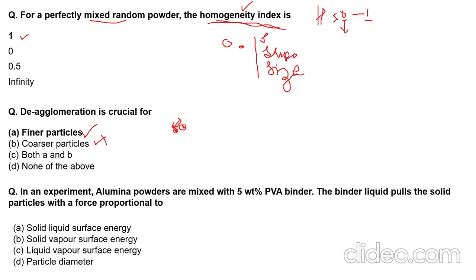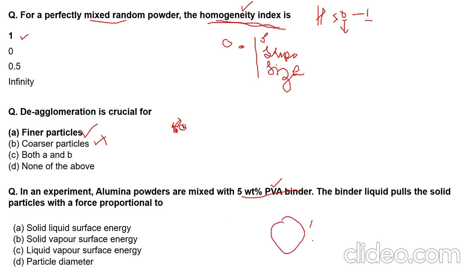Then we have another question which says that in an experiment, alumina powders are mixed with 5% PVA binder. PVA binder is polyvinyl alcohol, which is mostly used as a binder to bind the powders together. It is also used for pellet making when you want to make pellets of certain materials. So the binder liquid pulls the solid particles with a force proportional to what?